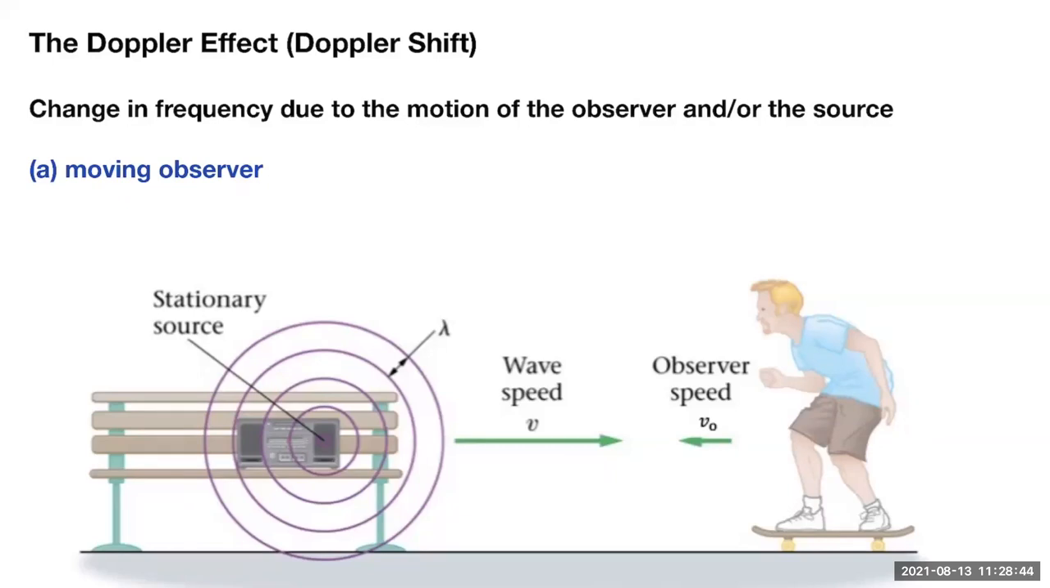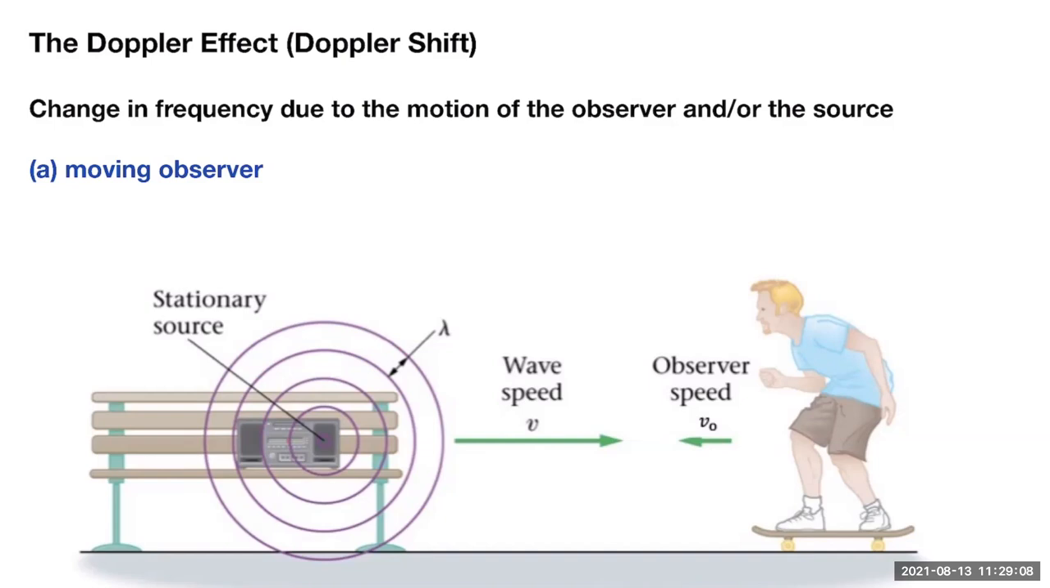And the reason why this happens is due to the motion of either the source or the observer. So there's a frequency shift from F to F prime, and that phenomenon is called the Doppler effect, or sometimes called Doppler shift. It does not only apply to sound, it can also apply to light and even water waves on the surface of the water and so on.